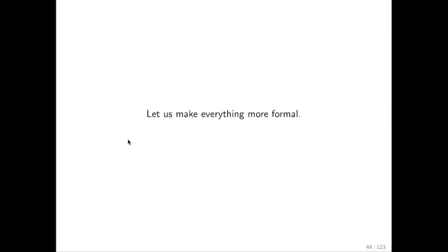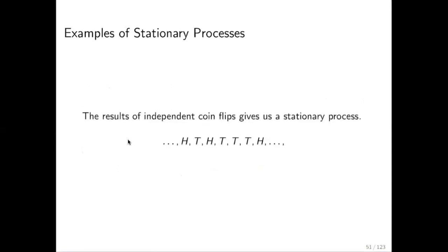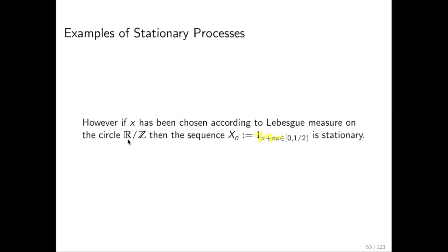So now that we have these examples in mind, we can make things more formal. A stationary process is a sequence of random variables. You have a bunch of random variables, and by stationarity, we mean that if you shift it, it will have the same distribution. So coin flips gives us a stationary distribution. If I look at the irrational rotations, and if I start at 0, then that is not stationary. However, if I choose my starting point according to the Lebesgue measure, then I get a stationary process. And I hope people here have heard of stationary processes.